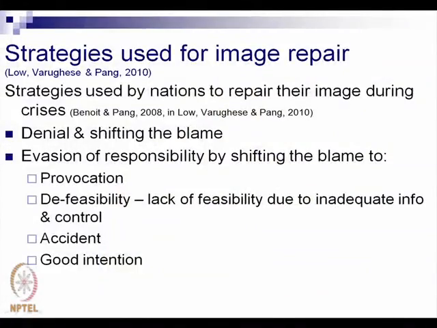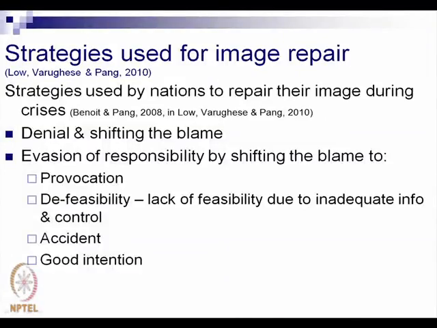Defeasibility, lack of feasibility due to inadequate information and control. This would not have happened if I had the information that was required for me to function effectively in this situation. If I had control over the situation, it would not have happened. Because I had no control over the situation, this happened. So I was provoked, or I had no control or little information that resulted in my doing this. So you're essentially evading responsibility. I'm not responsible. Either it's lack of information or lack of control, or it is provocation that is responsible.